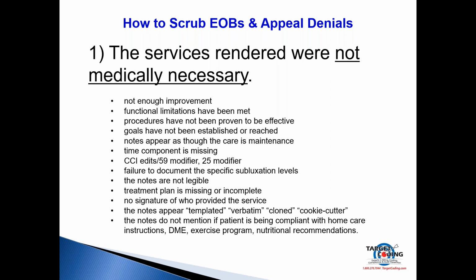So there are many reasons the services were not medically necessary: there are modifiers missing, or you sent in the notes and the notes are not legible. There's no signature. The notes appear verbatim, where every single note looks exactly the same. Your procedures have been proven to be not effective. The notes appear as though the care is maintenance. The time component is missing. There's not enough functional improvement. Functional limitations have been met, and on and on. There are all these different reasons.